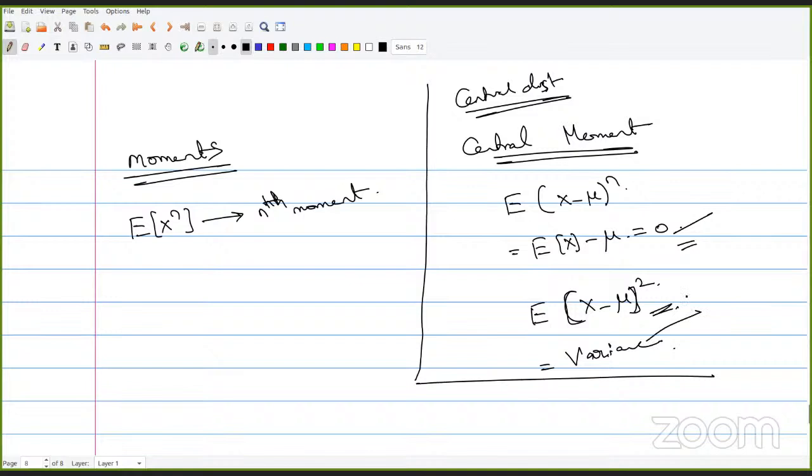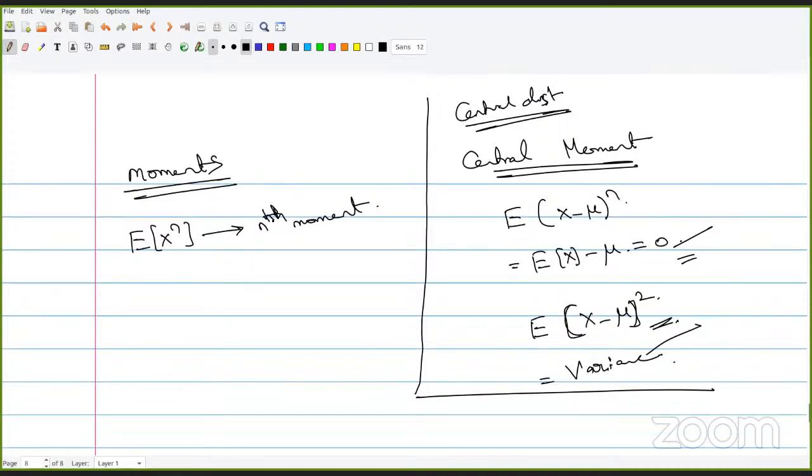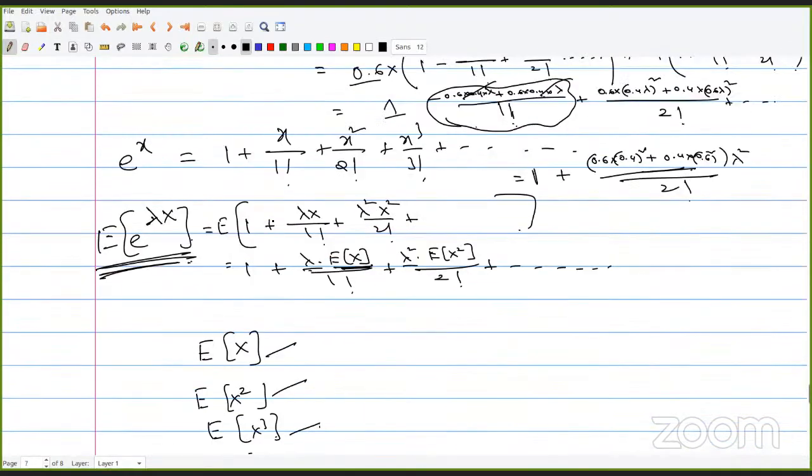In case of moments, any moment, it will be E of x square, that's it. That's not variance. That's what Vinayak is asking. So the expected value of x power n is the nth moment. This moment generating function generates these moments. Just now we've seen that this expected value of e to the power lambda x generates the expected value of x, the expected value of x square, these moments. So this particular thing is called the moment generating function.